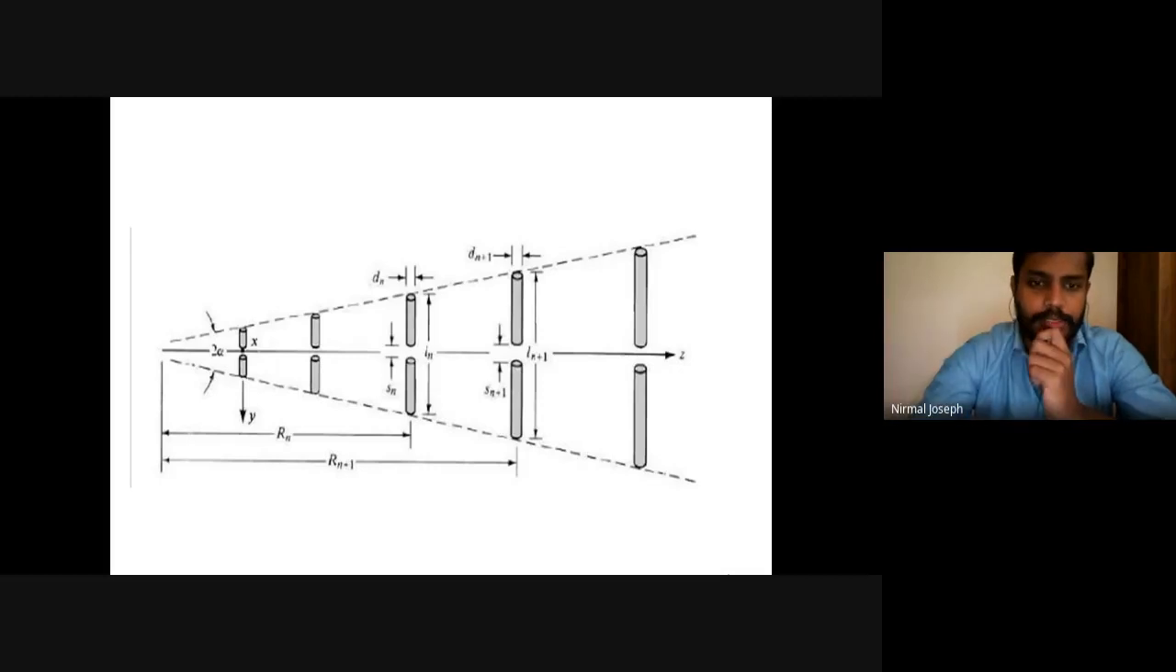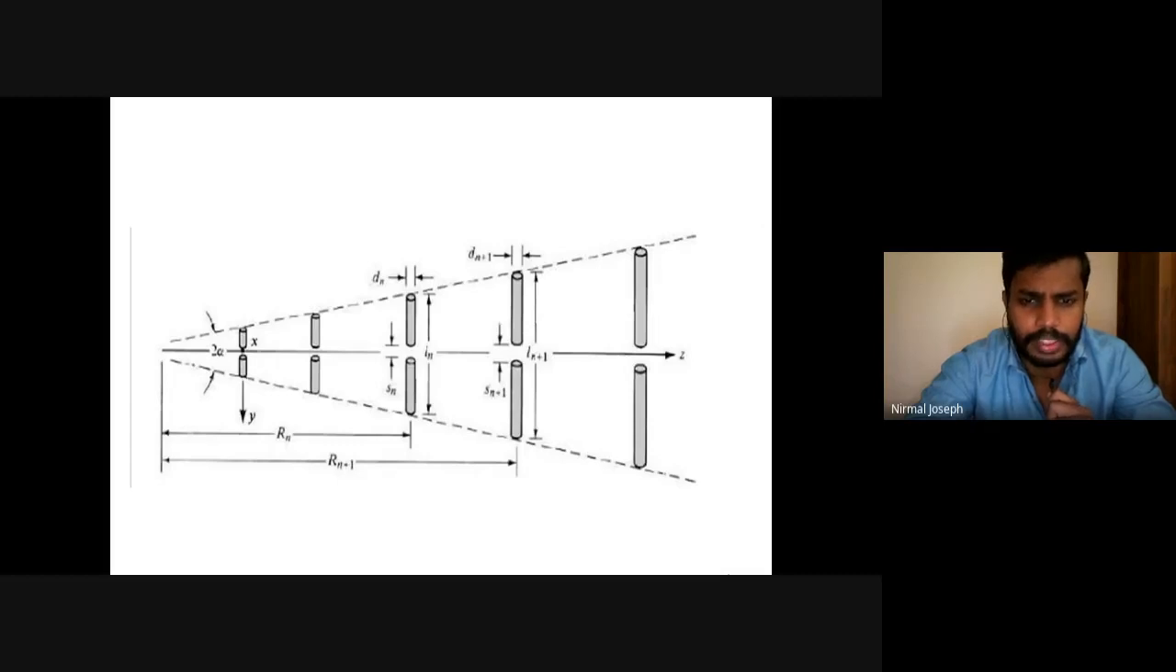Here you can see Rn and Rn plus 1. Rn is the distance of the nth element from the origin, and Rn plus 1 is the distance of the n plus 1th element from the origin. If you take the difference, Rn plus 1 minus Rn, we get the separation between the n plus 1th element and the nth element.